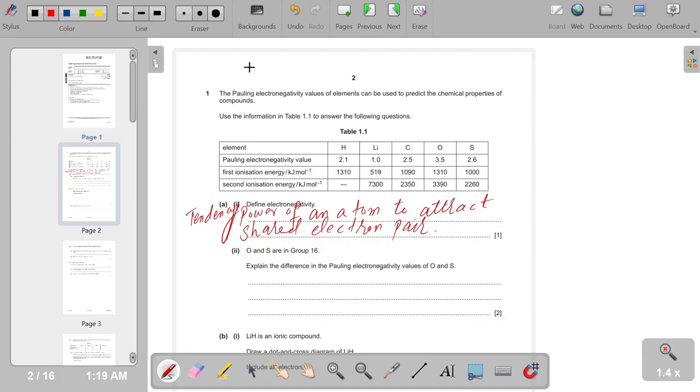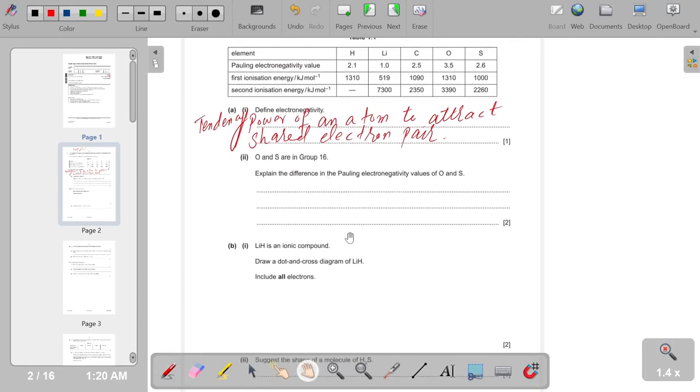For example, if there's a bond between hydrogen and chlorine, you can see it is a shared pair between these two atoms. Now chlorine is more electronegative. It means this electron pair is more attracted towards chlorine. So it is the power of chlorine to attract this shared electron pair towards itself. That is electronegativity.